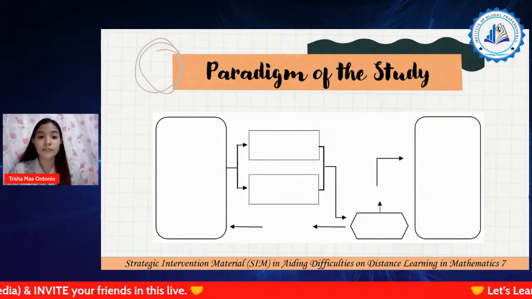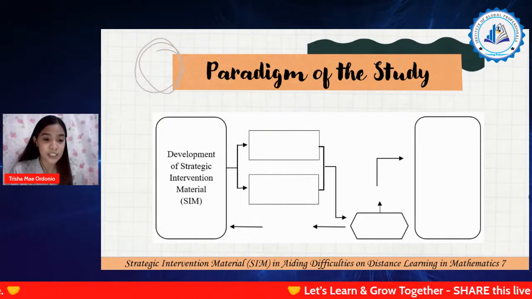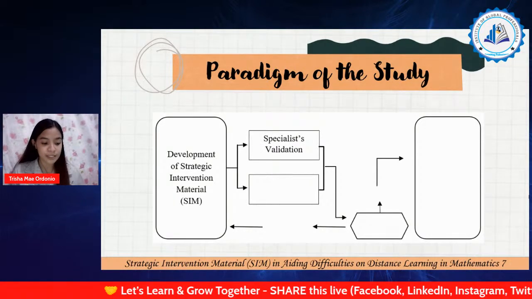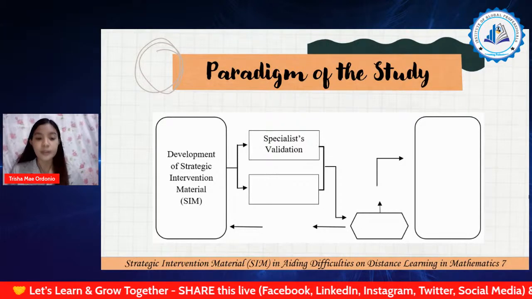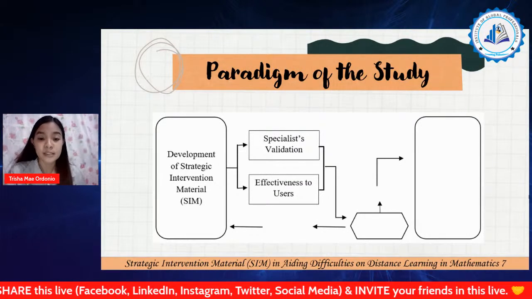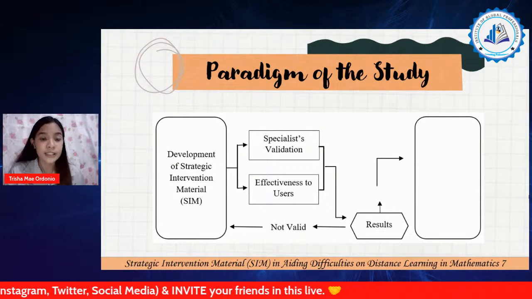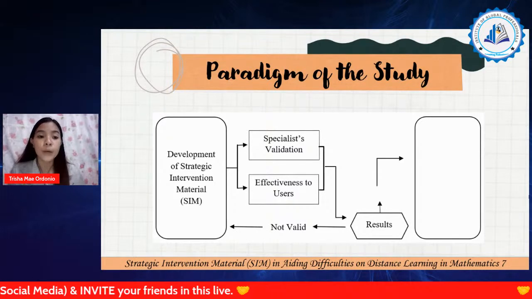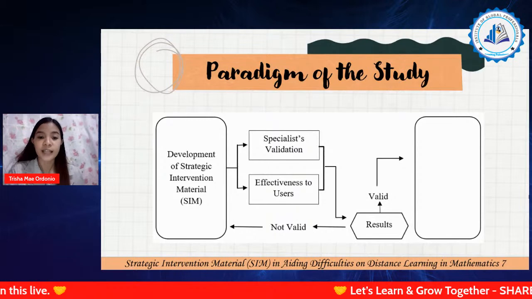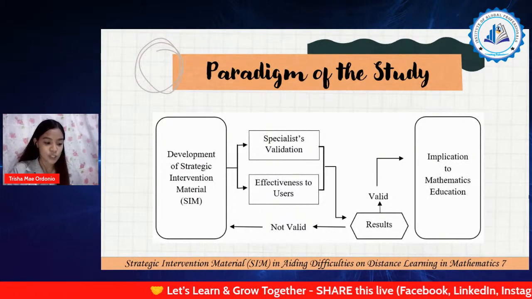This is the flow of my study. First is the development of the strategic intervention material, followed by specialist validation. Next is the effectiveness to the users. If the results are not valid, we need to modify or improve the material. If the result is valid, we will proceed to implication to mathematics education.